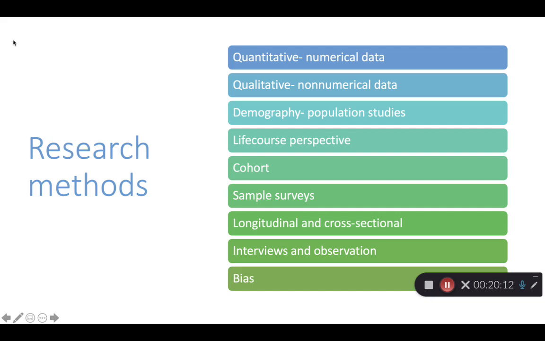But again, we have these methods that we can use separately or together, okay? And they're just there because those are the two basic approaches to research. Demography is just an aspect of population studies, okay? So I love demography because you're going out looking at cities and marriage rates and all of that. It's just absolutely fascinating to me.